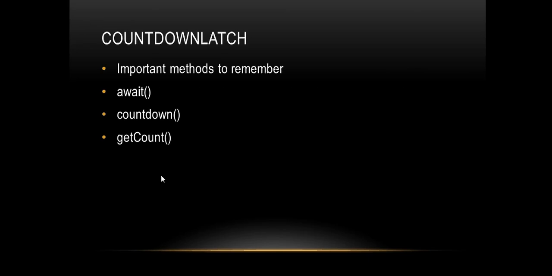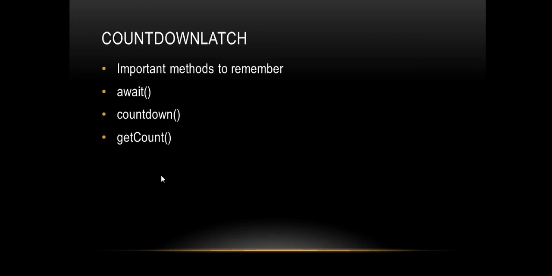The key methods for this CountDownLatch are await, countDown, and getCount. I'm going to talk about these methods further in my tutorial when I demonstrate the functionality of CountDownLatch with the help of a simple Java program.